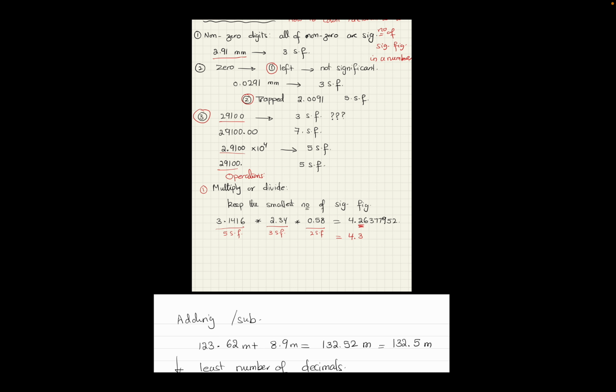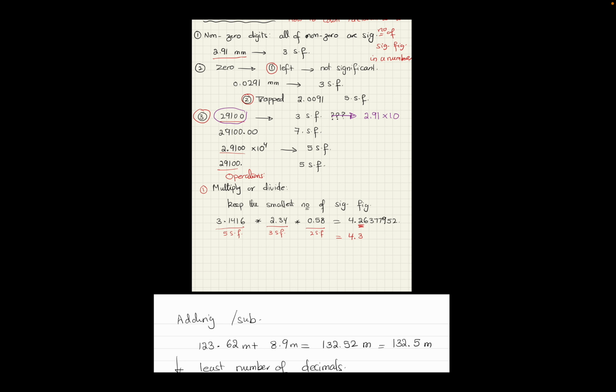But if you look at this number here, 29100, we cannot determine: is it 3, is it 4, is it 5? It is undetermined. I will say this number is ambiguous. We will not be able to tell. We can tell if we convert this into scientific notation.